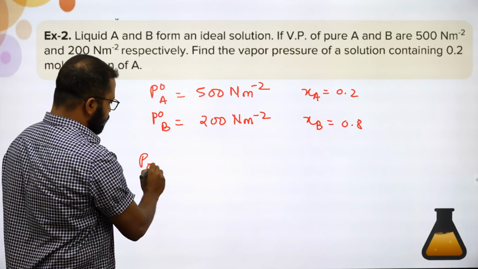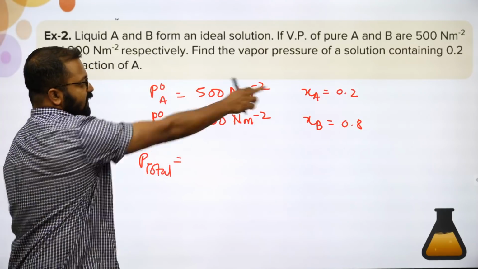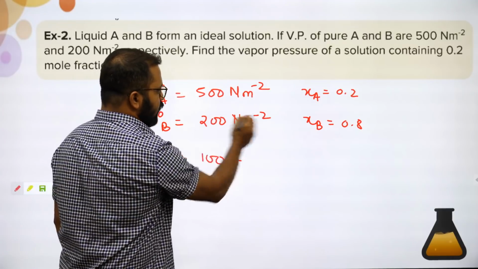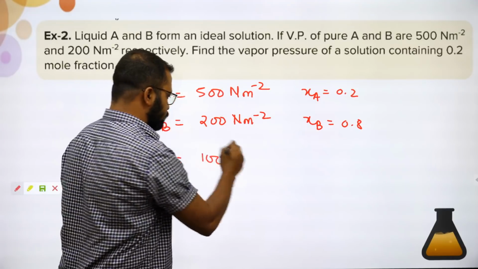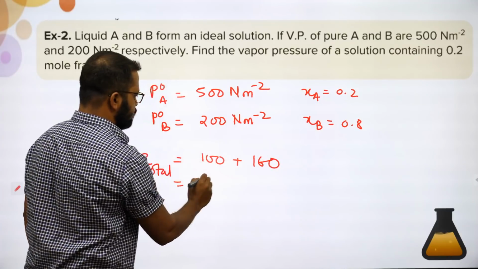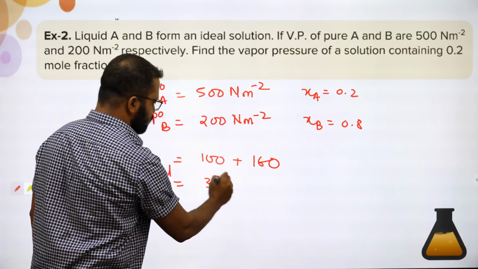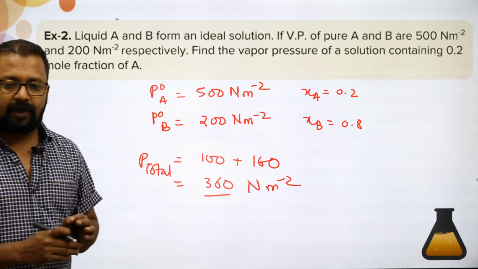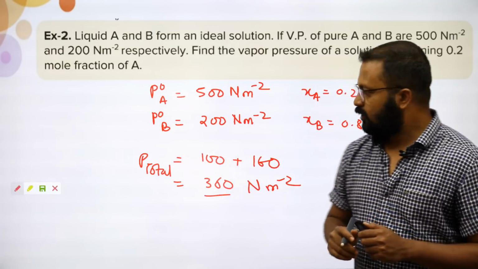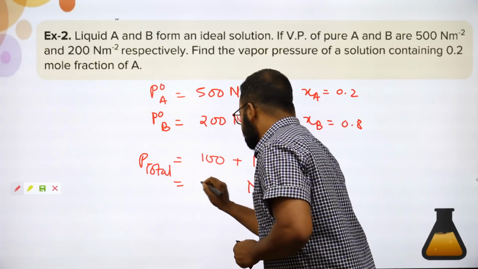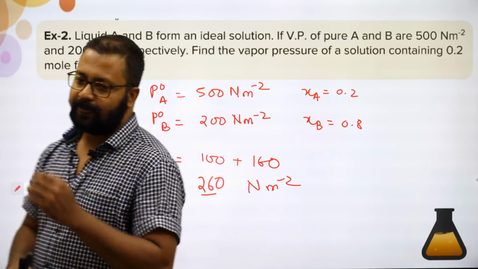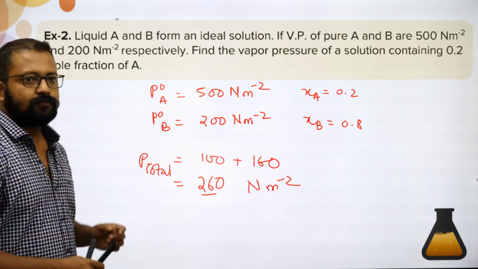So P total will be this times that. So 500 times 0.2 will be 100. 200 times 0.8 will be 160, I guess. 360 should be the answer. Sorry, 260, not 360. Yep, it will be 260 Newton per meter square.